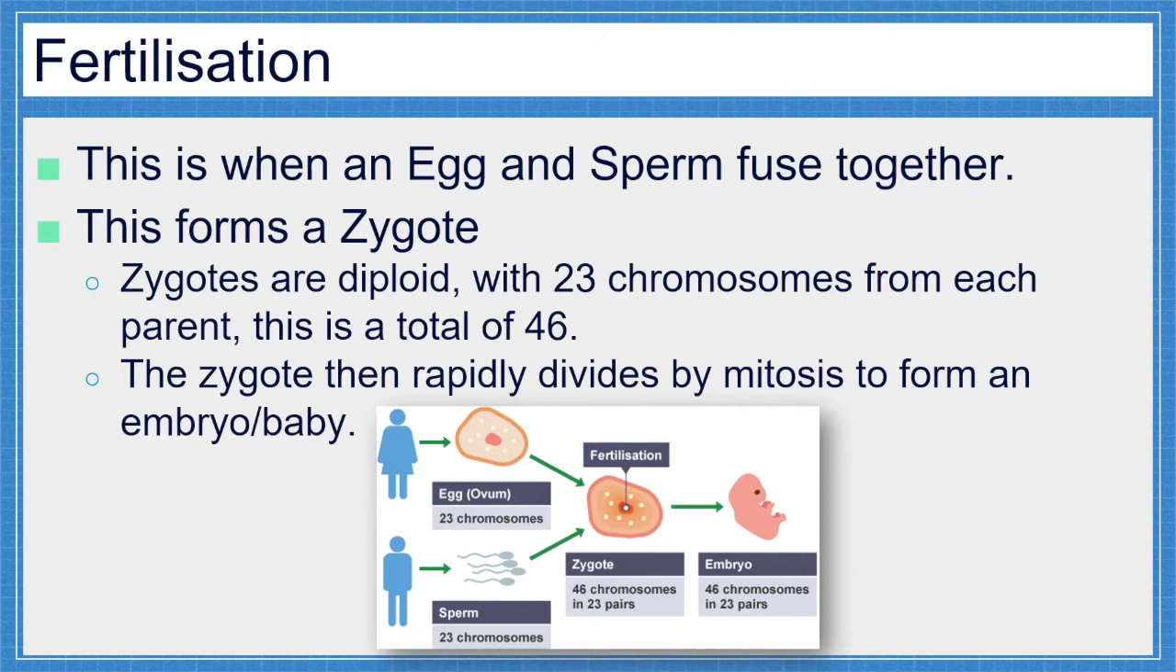There are certain names used at certain stages of development, so fetus and embryo don't always get used at the same time, and technically baby, I believe, isn't meant to be used until it has been born, but it is a baby. So our zygote's rapidly dividing through mitosis to make a new little person.